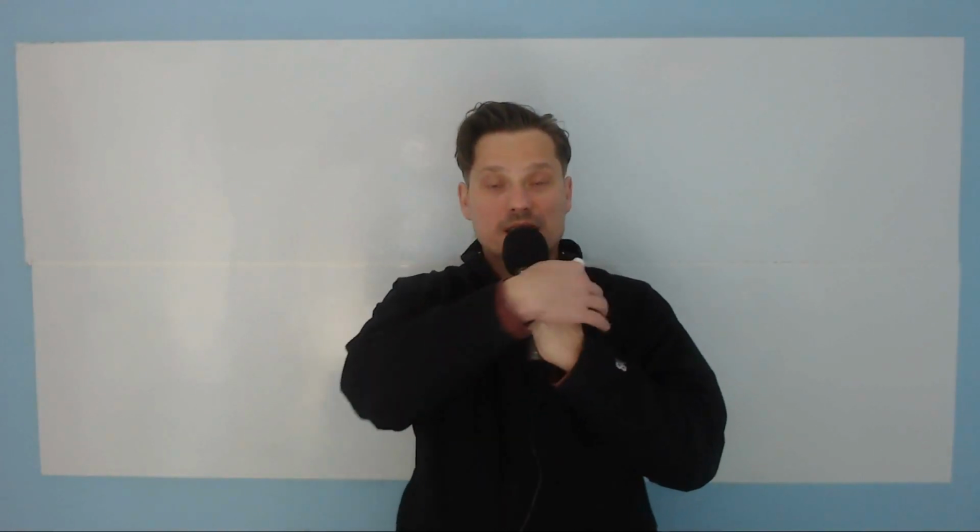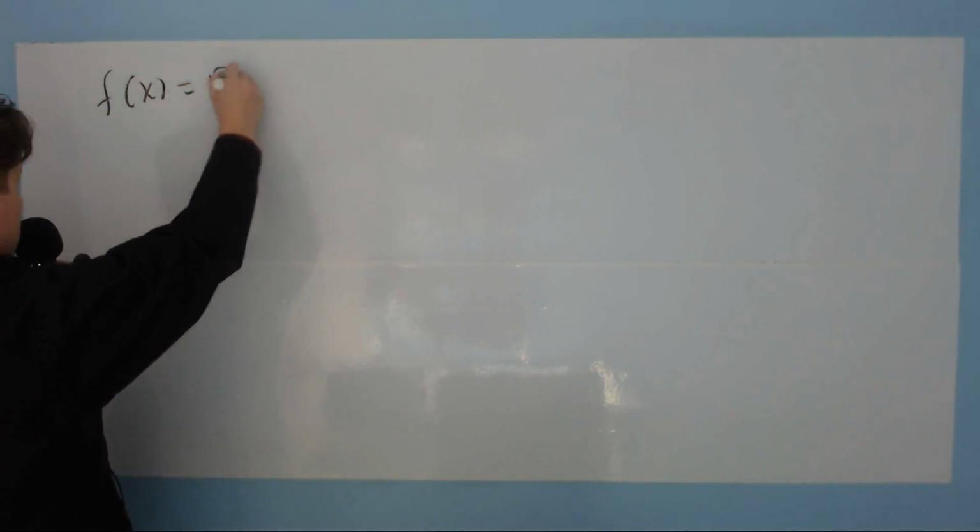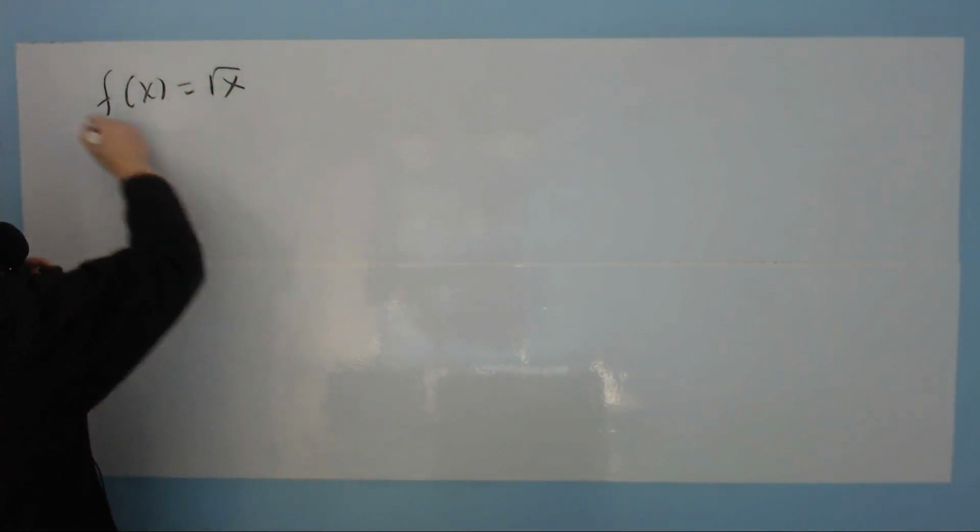Let's go through the process of finding the derivative of the square root of x from the definition. So let's take a look. It looks like this. I'm going to say here, this is my f of x equals the root of x. And now here, step 1.